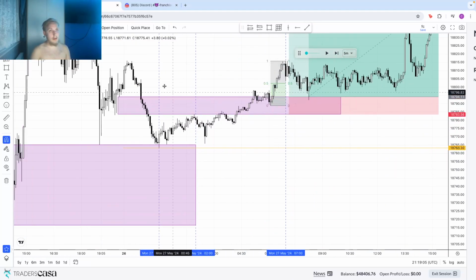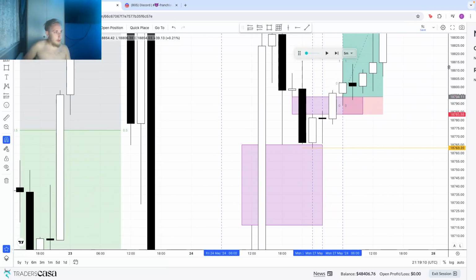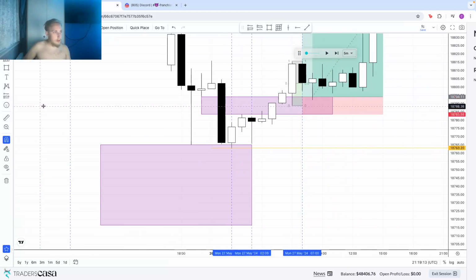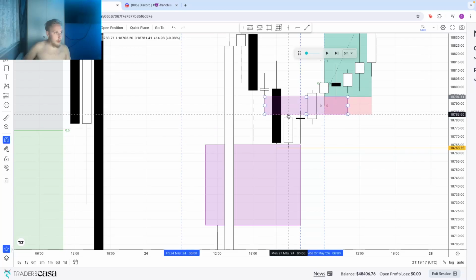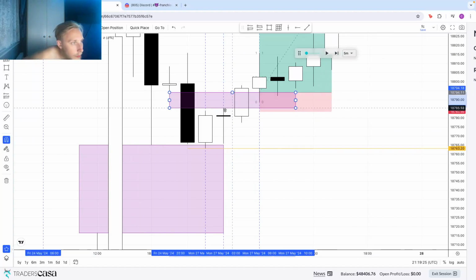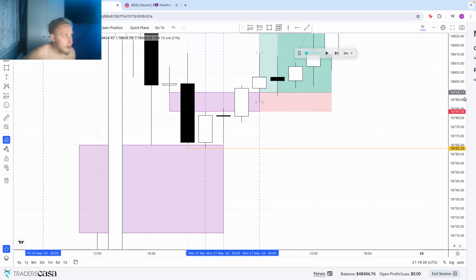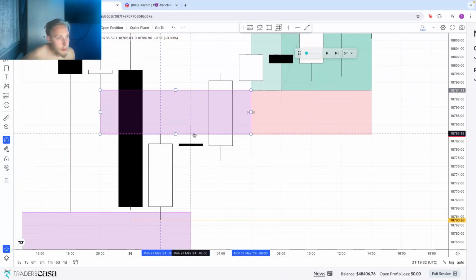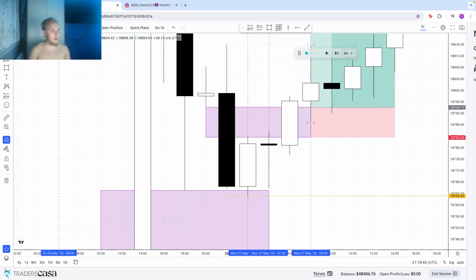So what we did see though is we jumped on to the 2 hour, or was it the 1 hour? Is it 2 hour or 1 hour? Why is it showing that? Oh, it's the line. Yeah, it's the line from my OCD then.